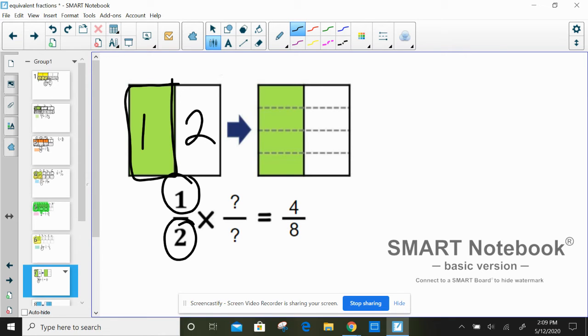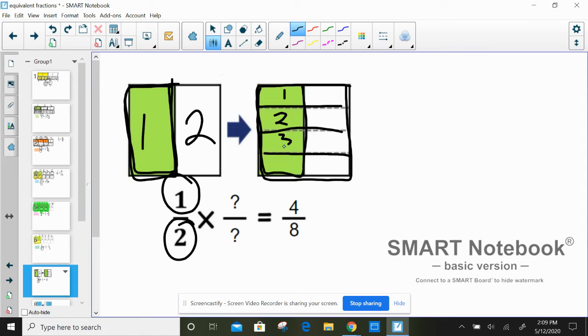Now, if you look here, we have the same shape. See, it's a rectangle, it's kind of sideways, and half of it is green. See that? Just like over here. But we have these softer lines here going 1, 2, 3, making 1, 2, 3, 4, 5, 6, 7, 8 total pieces with, look, 1, 2, 3, 4 that are shaded.